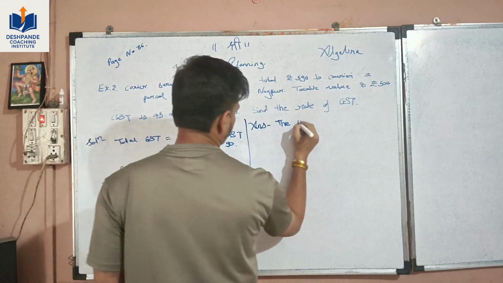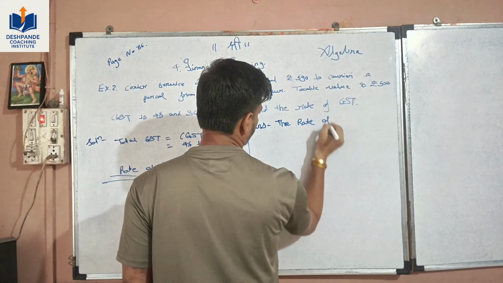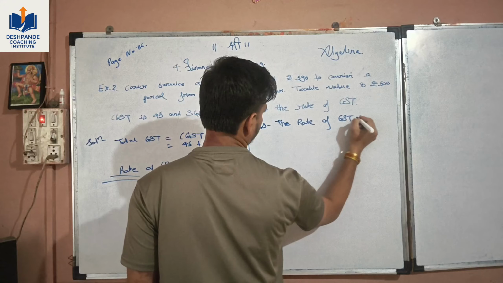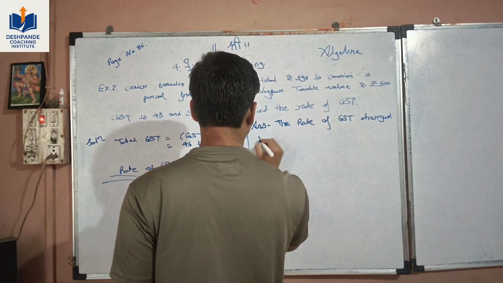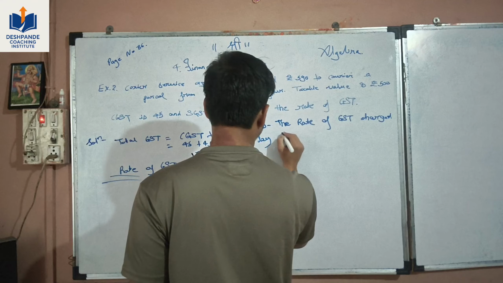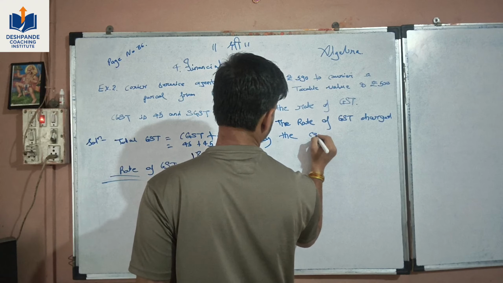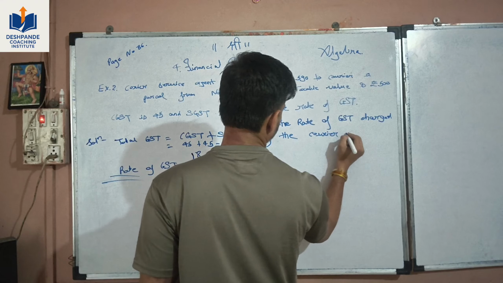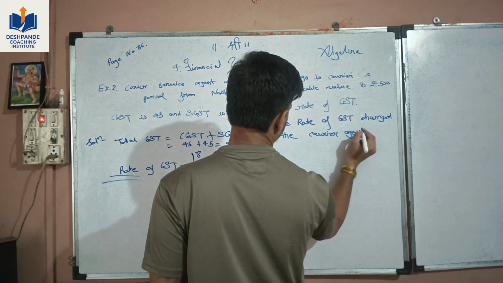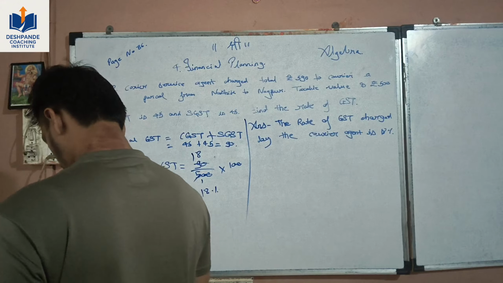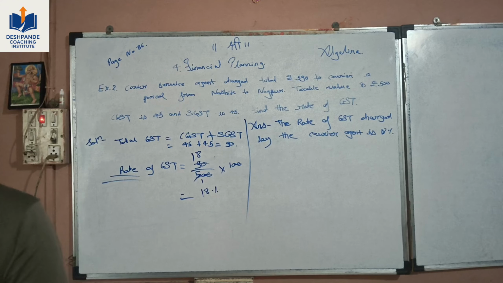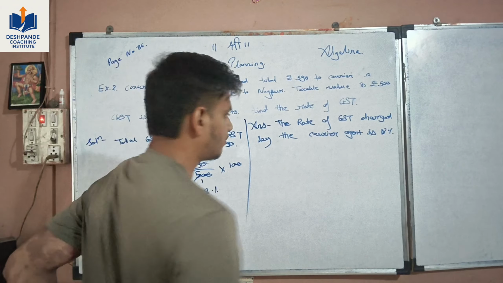The rate of GST charged by the courier agent is 18%. Hope you are getting it with the example. So example number 2 is completed. Now we will start with example number 3.